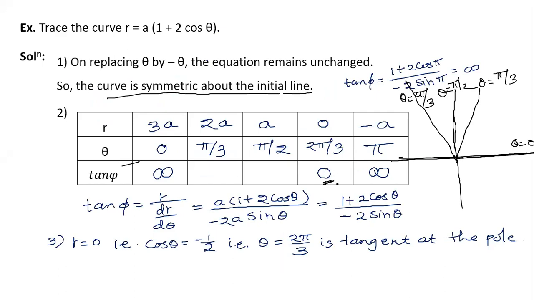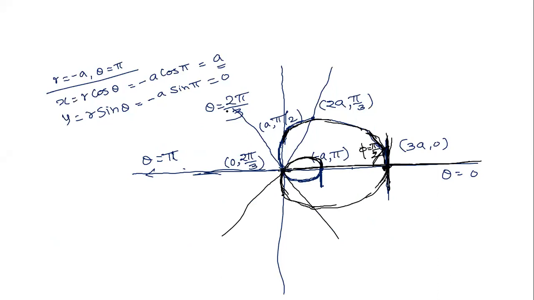The angle between the radius vector, which is θ equal to 2π/3, and the tangent is 0, which means θ equal to 2π/3 itself is tangent to the curve at that point. So it is like this.